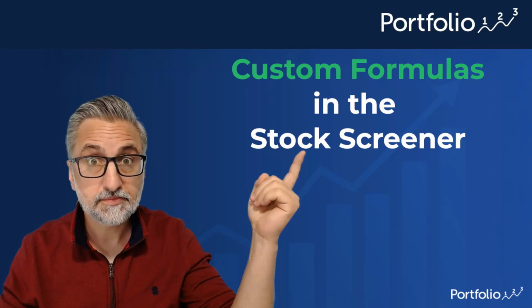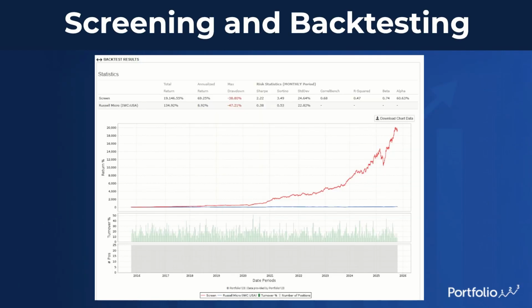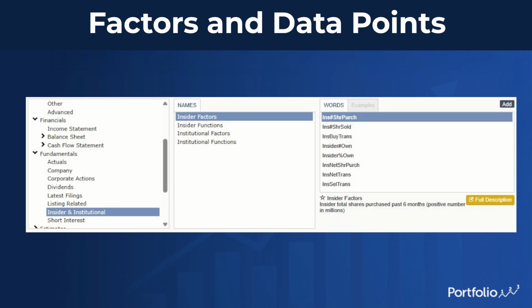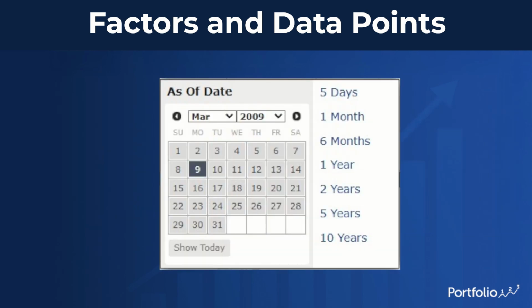When creating screens and backtests inside Portfolio123, sometimes you want to see a very specific data point. Could be something like change in debt, 12-month buybacks, or insider activity. And you might also want to see that variable for a specific date, such as March the 9th, 2009.